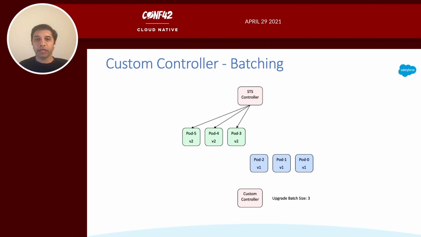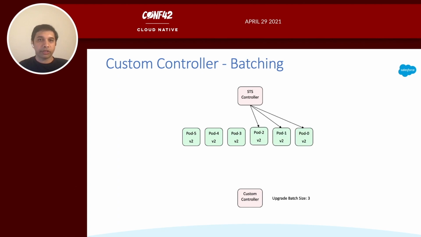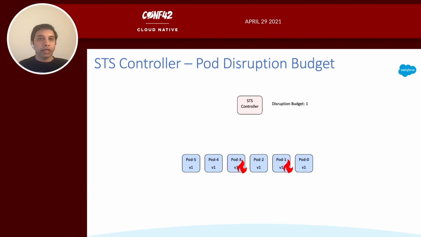Similarly, the custom controller would then move to the next batch of three in this case, delete them, and the StatefulSet would do the remaining part of bringing up the new ones. So in this manner, by coordinating with the existing behavior, we were able to get batch upgrades enabled in Kubernetes, which was a very big problem when we initially faced it.